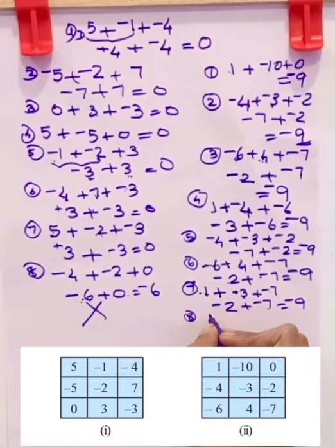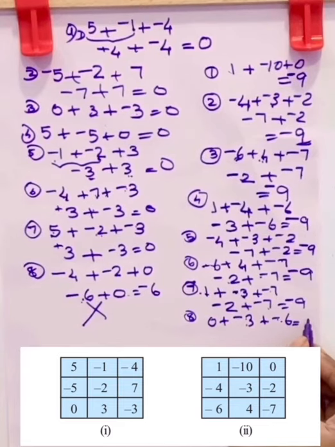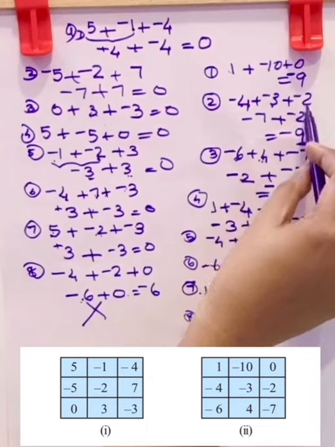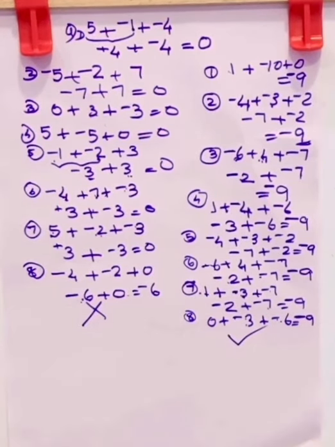And the last diagonal, 0 plus minus 3 plus minus 6. 0 plus minus 3 is minus 3. Minus 3 plus minus 6. Both are negative, so add those numbers and put negative sign. So all the sums were negative 9. So this is a magic square.